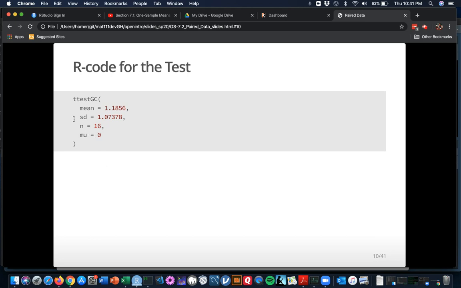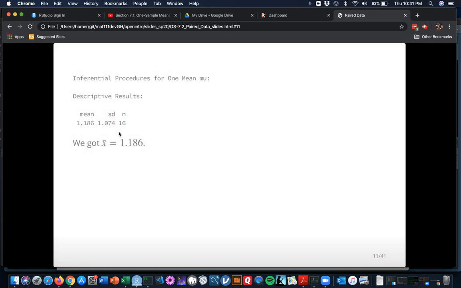So how would you run the test? Well, because you still have a bunch of numbers from the population, these differences, you're still interested in one population mean, even though it's a mean of differences. So you can use ttestGC on this summary data. You say the sample mean is 1.18, and you say the sample standard deviation is 1.07, and you say the sample size, and you say what the null value is, and off you go. And so you get all that code out in the console, just like we're familiar with already from section 7.1.